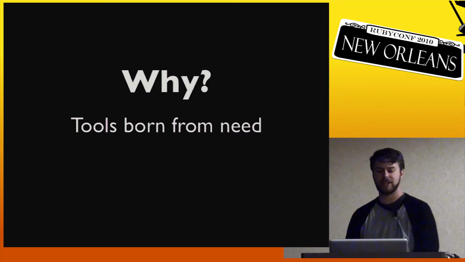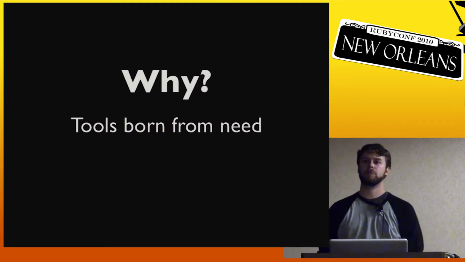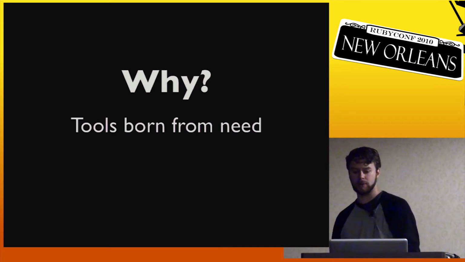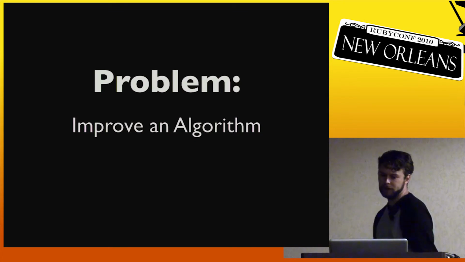So what we're going to go over in this next session is really these three simple problems that pretty much every Ruby programmer runs into, and how Rubinius can help you solve those specific problems. So the first one is improving an algorithm.